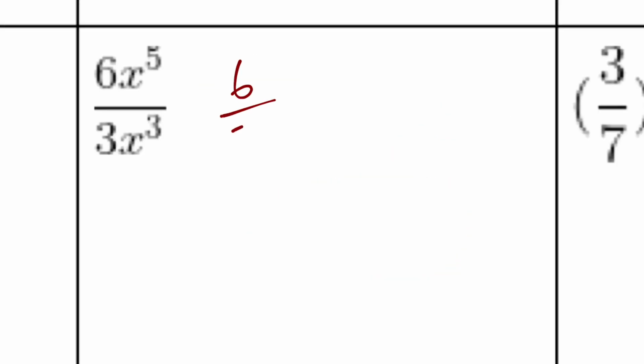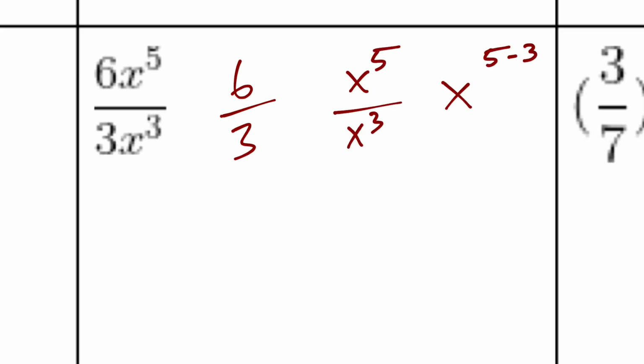So 6 over 3 is one thing, and then x to the 5th over x to the 3rd is another. I can simplify that to x to the 5 minus 3. So 2x squared is my answer.